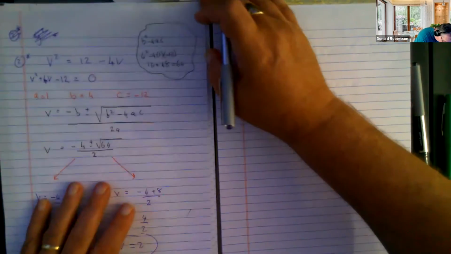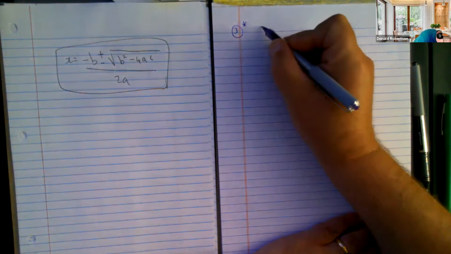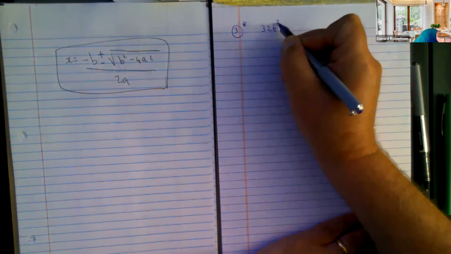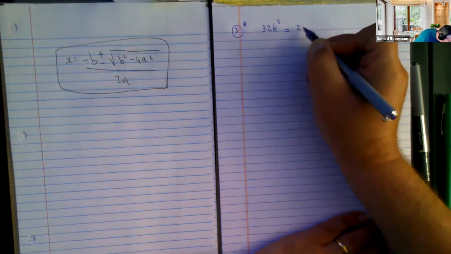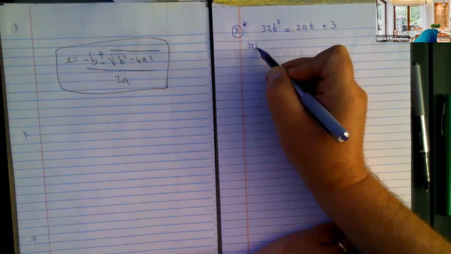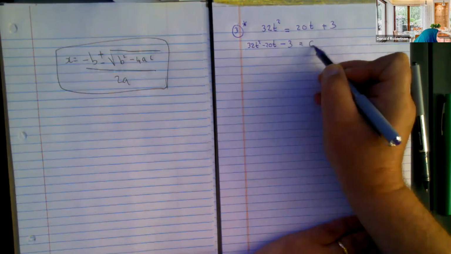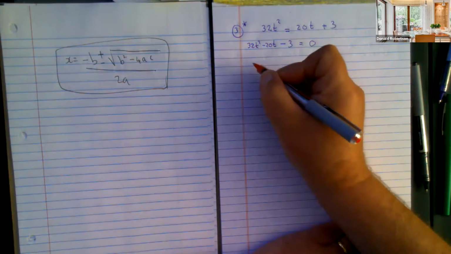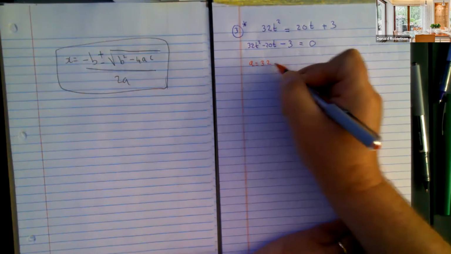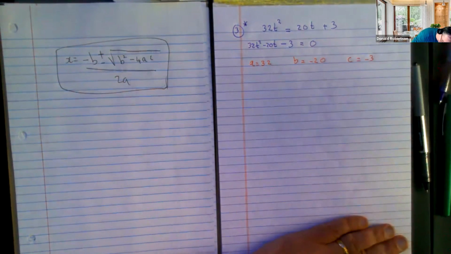Let's try a really ugly one then. This is question 3, or at least one similar to it. 32t squared equals 20t plus 3. Now I need to get it into its standard form. So I'm going to subtract 20t from both sides and subtract 3 from both sides. Now we have standard form. I'll identify that a is 32, that b is negative 20, and that c is negative 3.